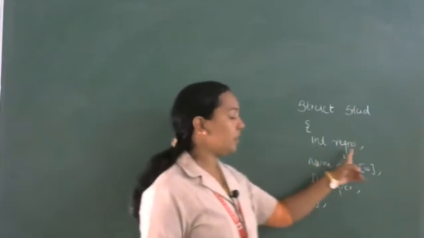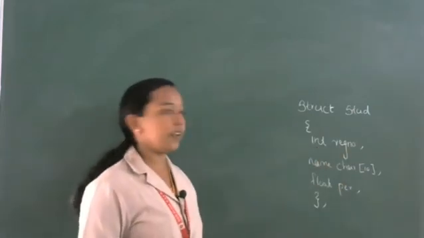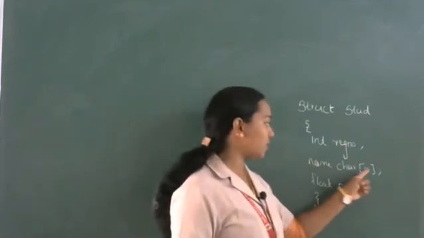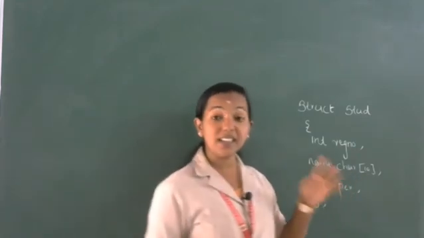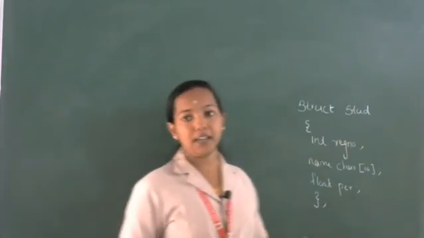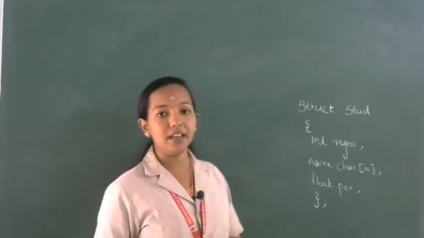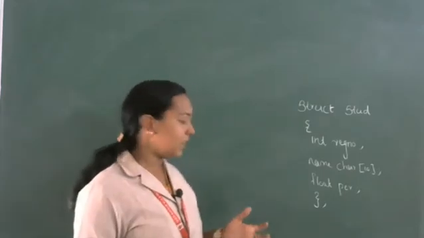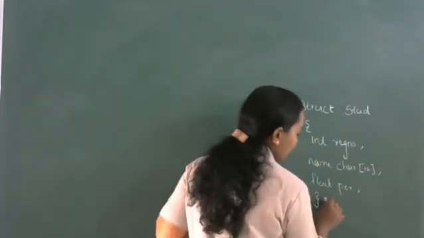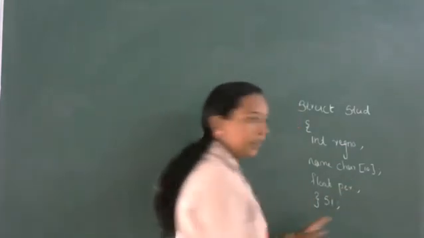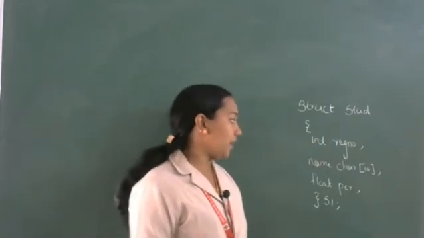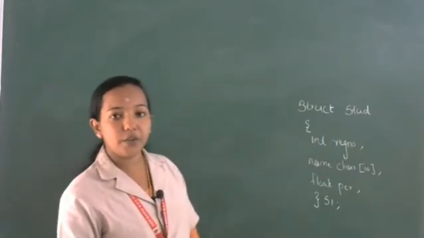Here, int register number: for representing the register number we require 4 bytes of memory. Then char of 10 means 10 bytes, so 10 characters we can represent. After that float percentage, the percentage we are using float. Then I am going to declare a variable for the structure, S1, like this.